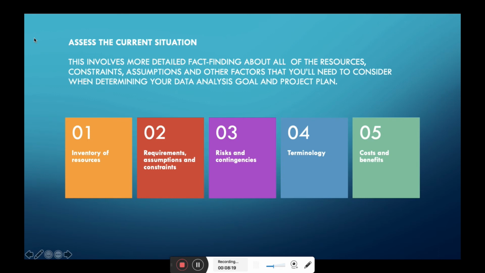Now, coming to step 2, requirements, assumptions, and constraints. So we need to list down all the requirements of the project, including the schedule of completion, the required comprehensibility, and the quality of results, and any data security concerns, as well as any legal issues. We have got to make sure that we are all allowed to use the data.